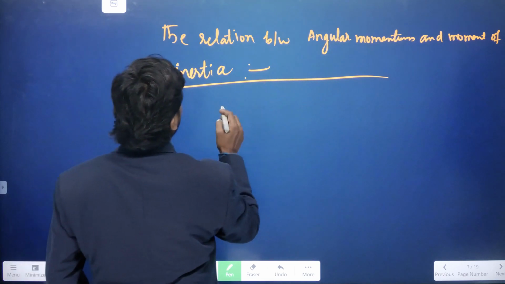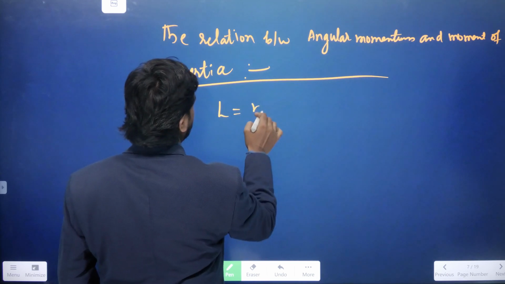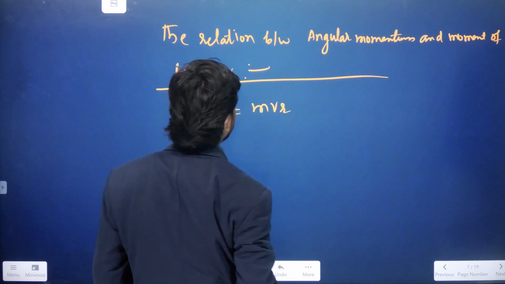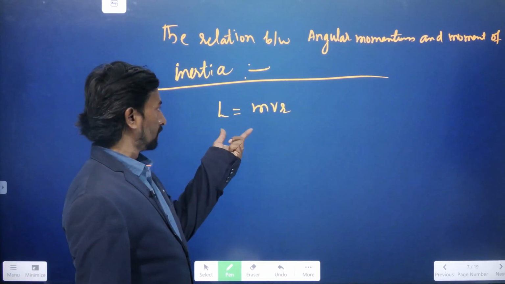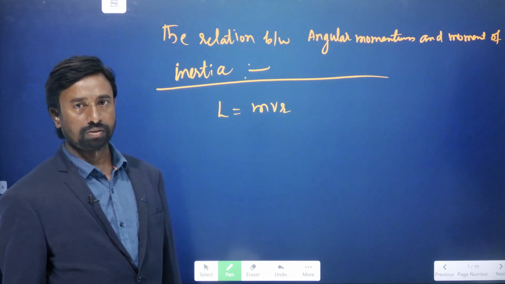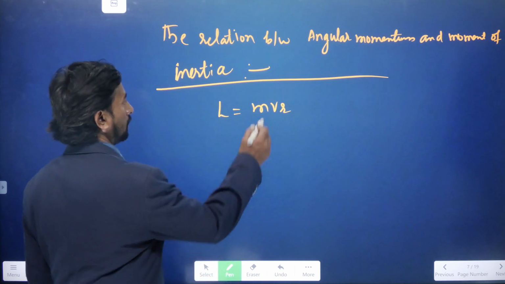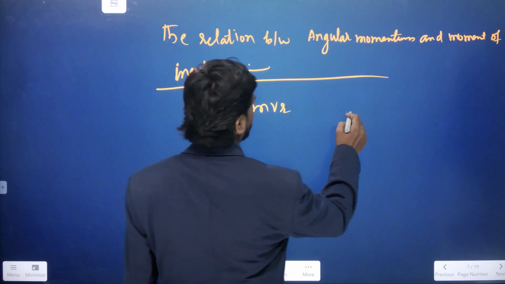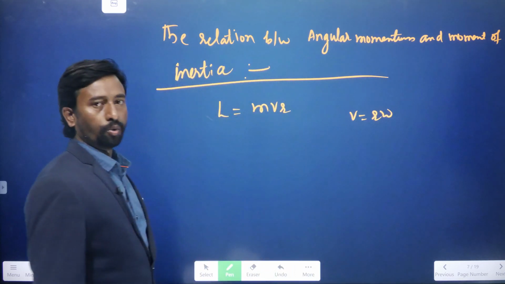Here, the angular momentum formula we know, that is mvr. Generally, angular momentum is nothing but the product of linear momentum and the perpendicular distance, so we get mvr from that. Now we know that v is equal to r omega.